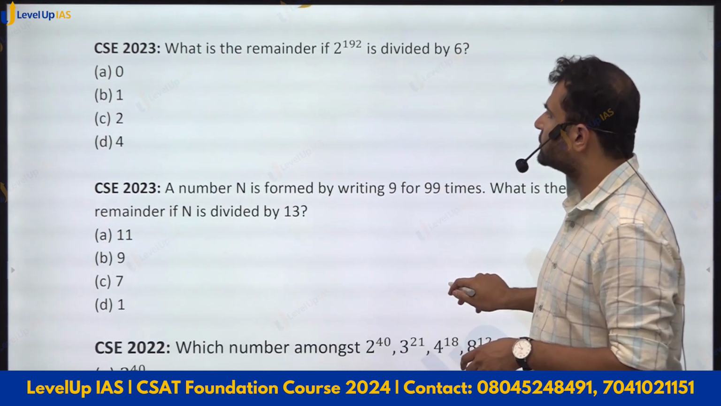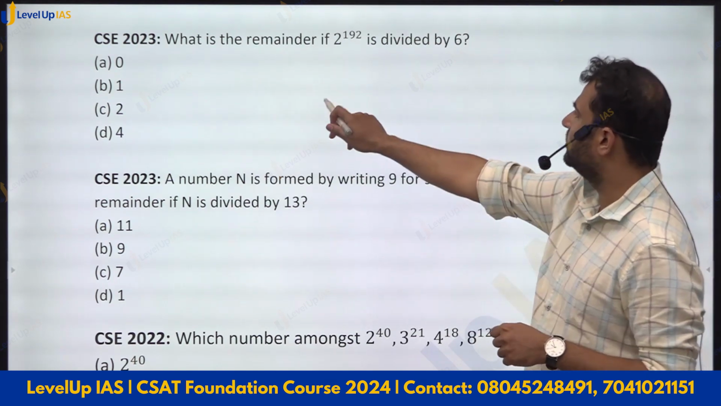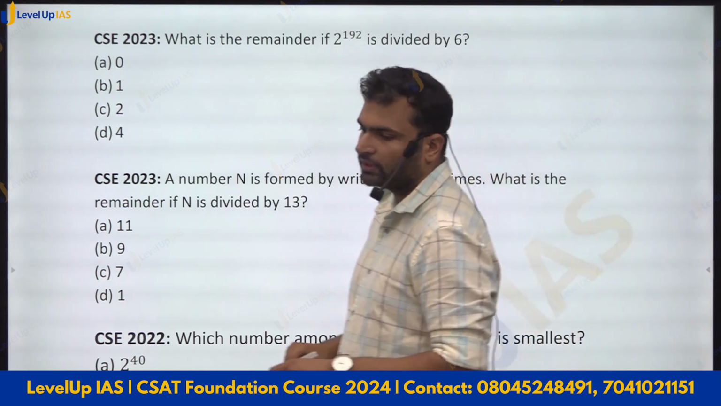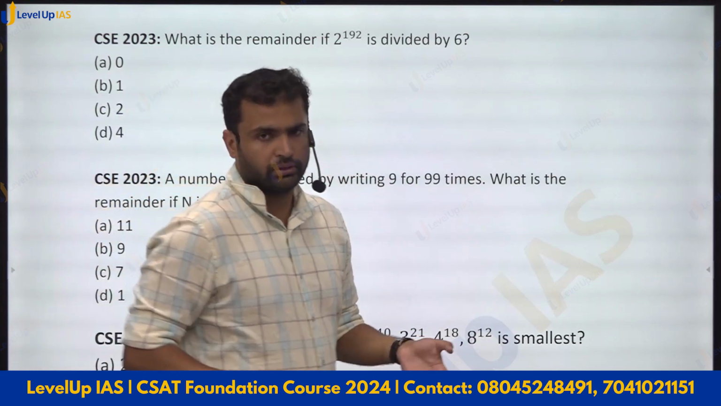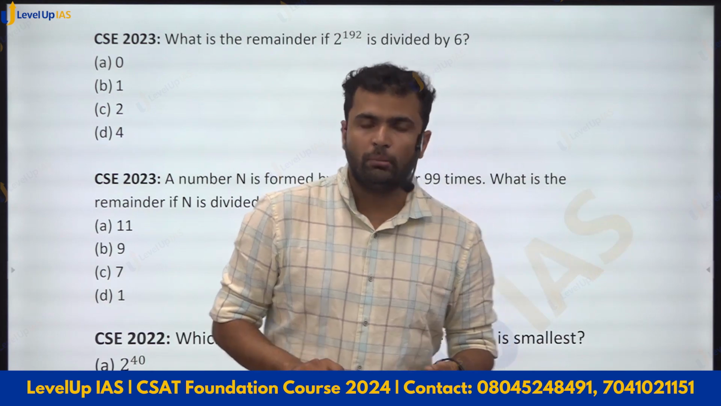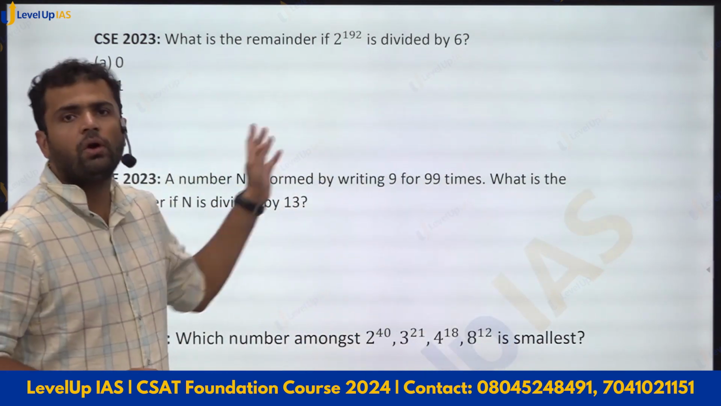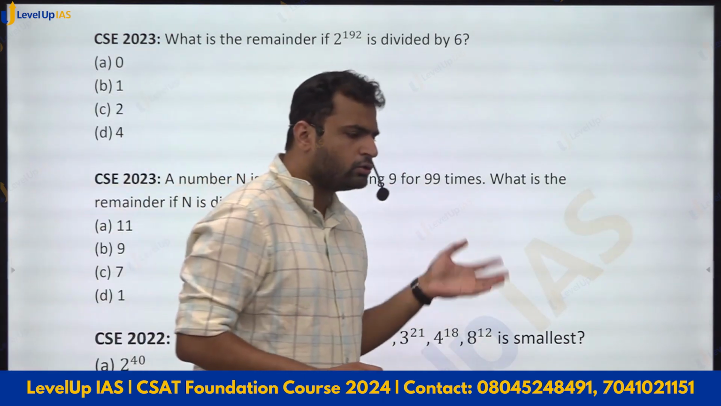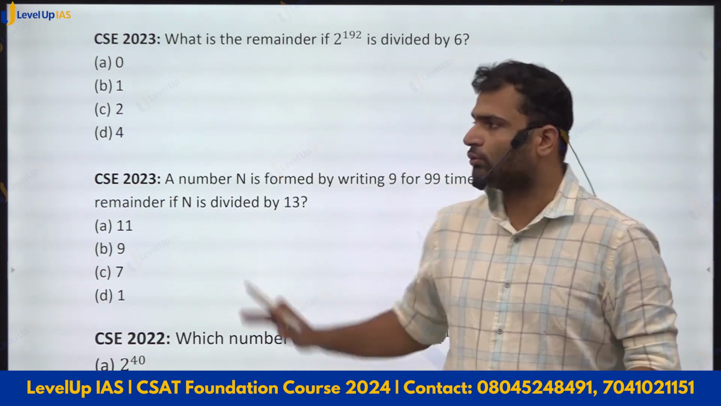Now let's look at the first question. The question is of remainders. We are asked to find out what is the remainder if the number 2 raised to 192 is divided by 6. Now this number 2 raised to 192 is a huge number, and you cannot possibly compute this by manual long division. So this is a question where it should indicate to you that no examiner in their right mind can ask you to do this manually.